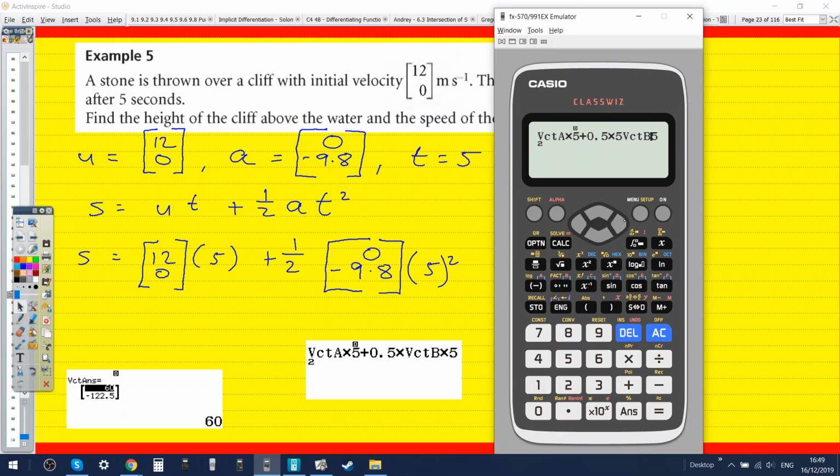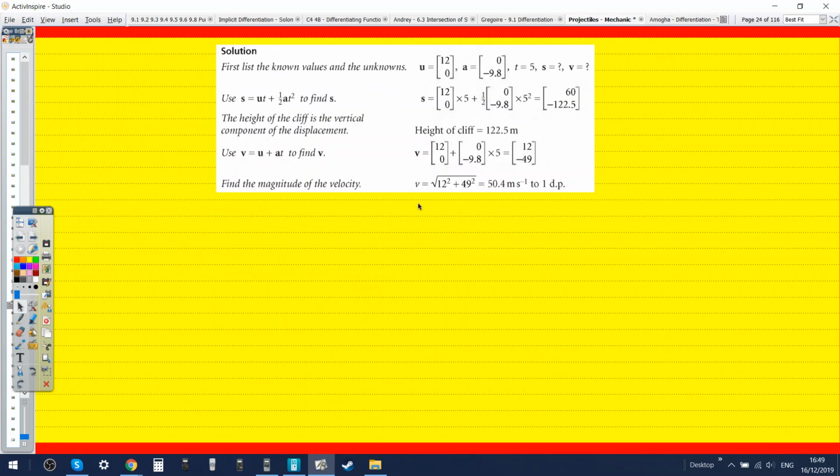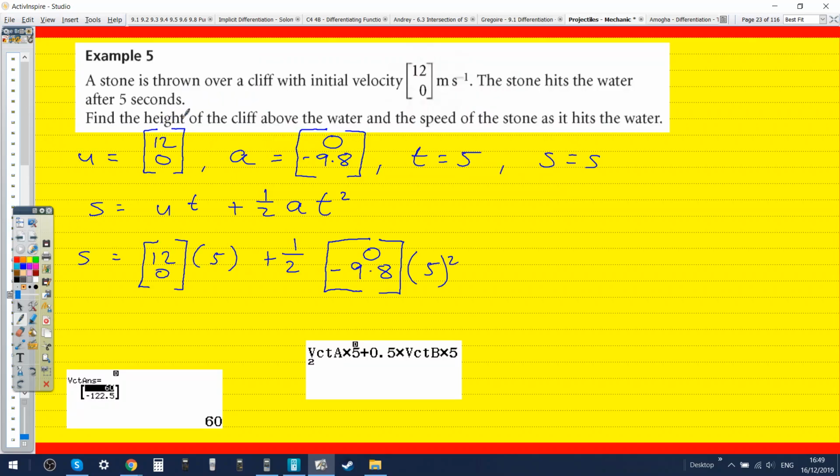5 squared. You know what? Let's not mess around with it. And there we go. Hang on. What did they ask for? Oh yeah, they asked for the height of the cliff and the speed of the stone.